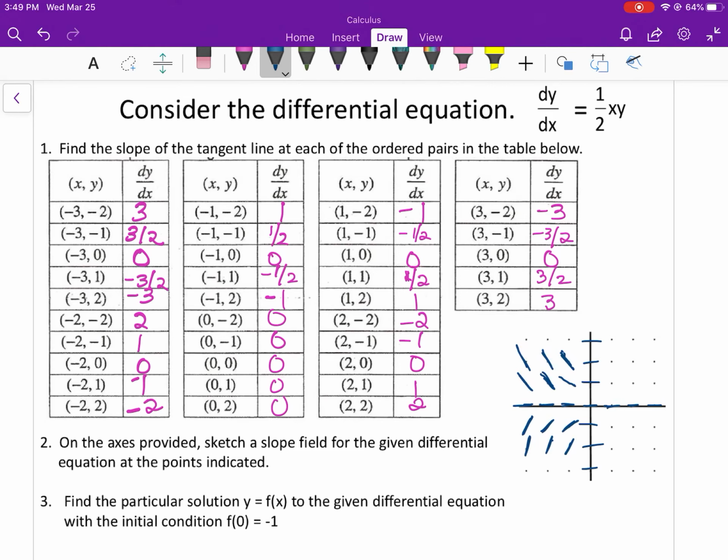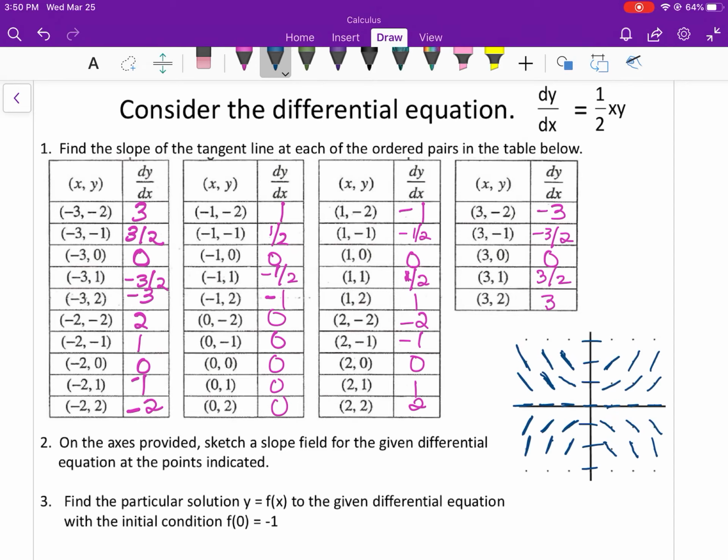On the other side, 1, negative 2, slope 1/2, 1, oops, let's do that one not as steep. And a slope of negative 2, negative 1, 1, 2, and then negative 3, negative 3 halves, 3 halves, something like that.